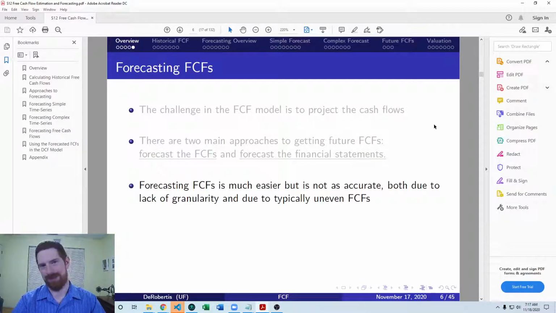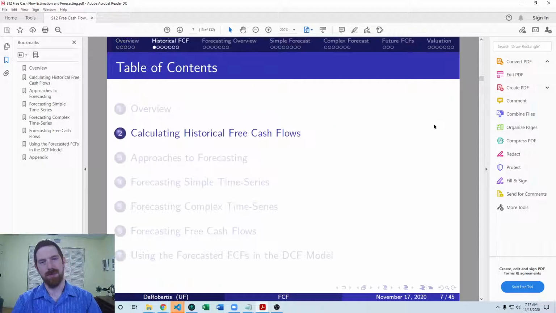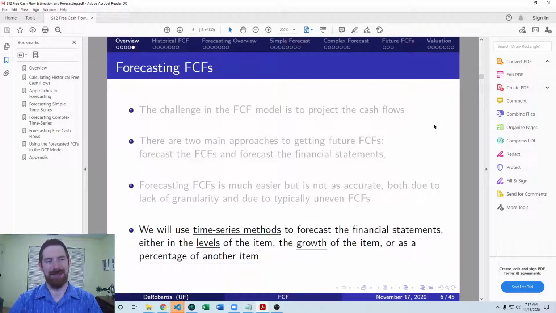And forecasting free cash flows, you only have to forecast one thing, and so it's very easy and quick to do, but it's typically not going to be as accurate unless this is a company that has very stable free cash flows. But generally, what you're going to want to do is forecast the financial statements, because that gives you a much greater level of detail into the company's operations. And then once you've decided on what you're going to forecast, either the financial statements or the free cash flows, there are a lot of ways to go about that forecasting exercise.